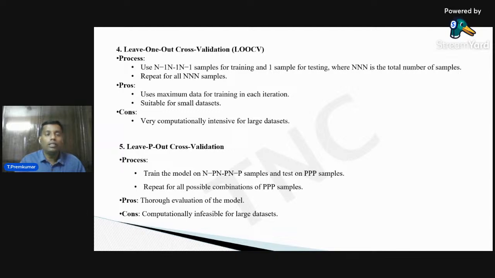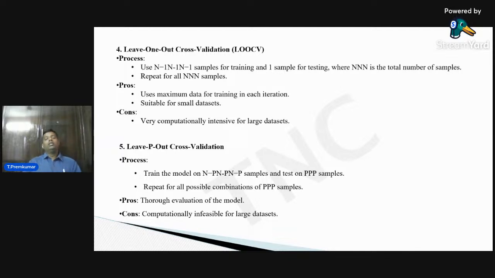And the next cross validation is leave-one-out cross validation. That is, instead of K, we go for n minus one samples for training and one sample for testing, where n is the total number of samples, and repeat for all the n samples. The pros of leave-one-out cross validation is it uses the maximum data for training in each iteration and it is suitable for small data sets. The cons is it is very computationally intensive for large data sets.